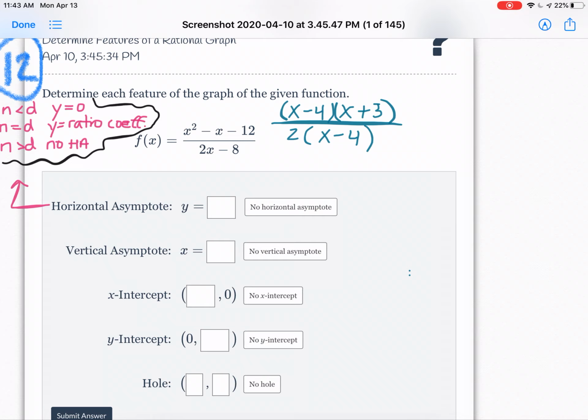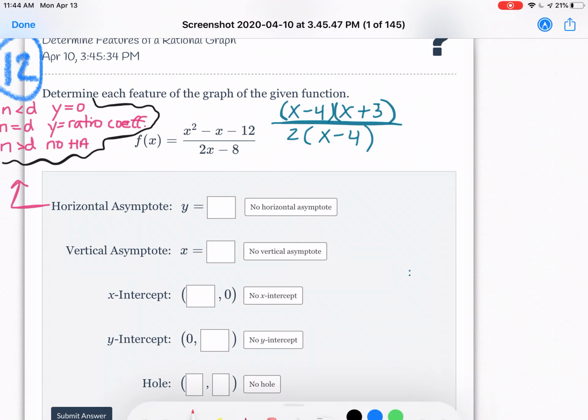Okay, so I wrote down in pink over here all your rules for horizontal asymptote. Remember N and D. So what do those stand for? N is the greatest exponent in the numerator, and D is the greatest exponent in the denominator. So if N is less than D, then the equation of the horizontal asymptote is y equals 0. If the greatest exponent in the numerator is equal to the greatest exponent in the denominator, then the horizontal asymptote is equal to the ratio of the coefficients of those with the highest exponent. And if N is greater than D, no horizontal asymptote.